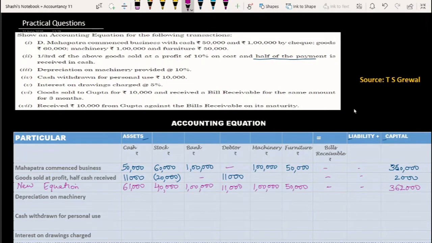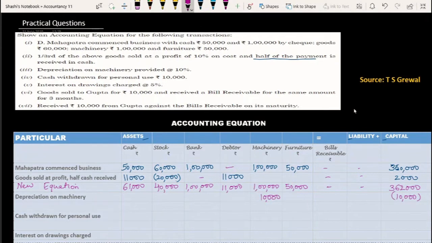Okay, now the third transaction says that depreciation on machinery is provided at the rate of 10%. So depreciation is on the machinery, so the value of the machinery will reduce. It is 10%, so here it's reduced, and the depreciation will be 10,000. Now, if we see the nature of depreciation, depreciation is a reduction in the value of an asset. So it is a loss for the business. Second thing, depreciation is a non-cash item. So, of course, the cash hasn't gone out. It is a loss which will, of course, reduce your capital.